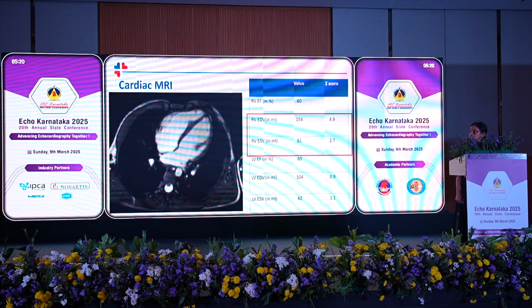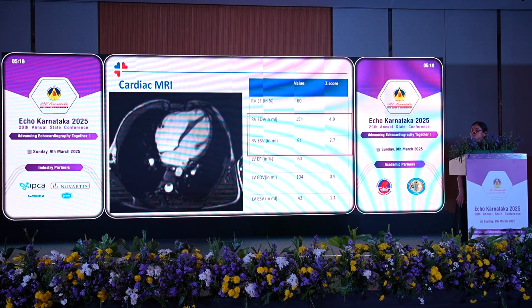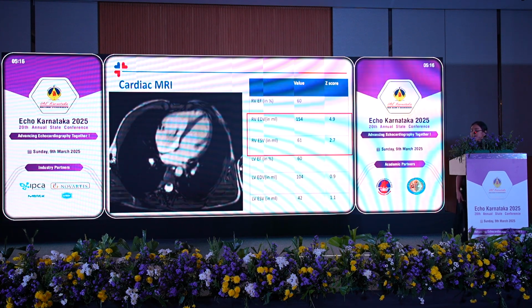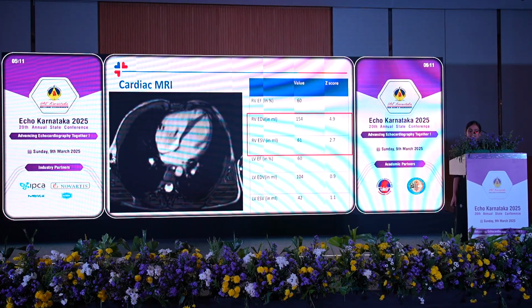A cardiac MRI of this patient showed us Z scores of the RV more than 2, EDV and ESV. This dilatation was probably responsible for our severe TR.